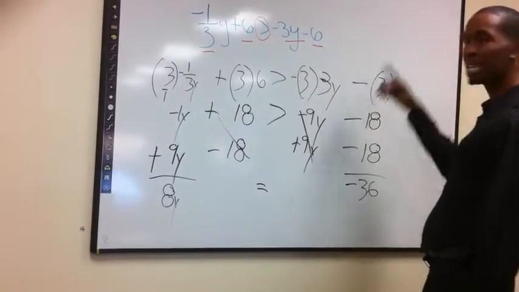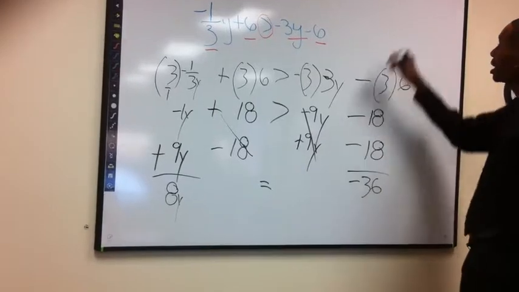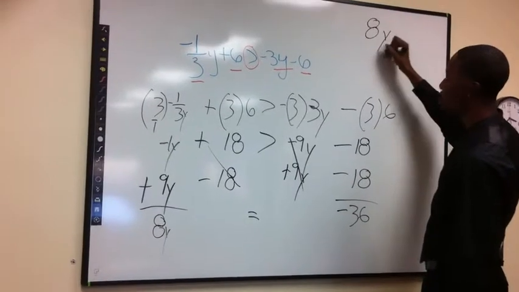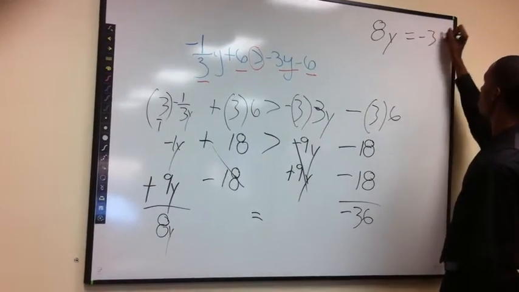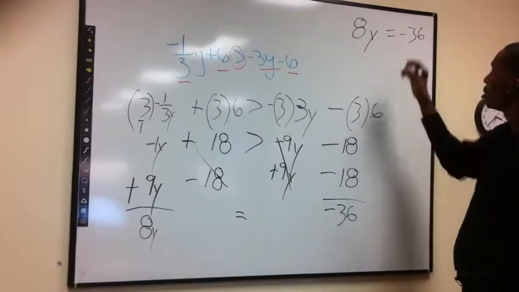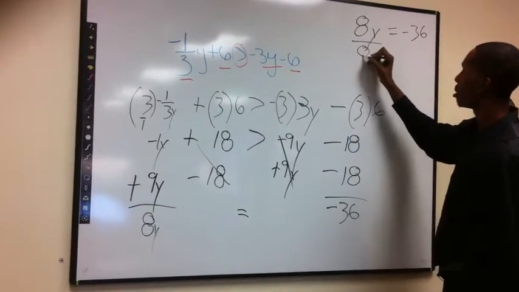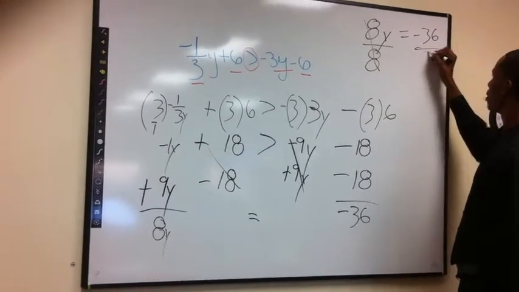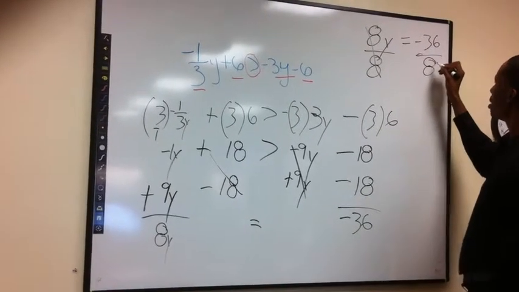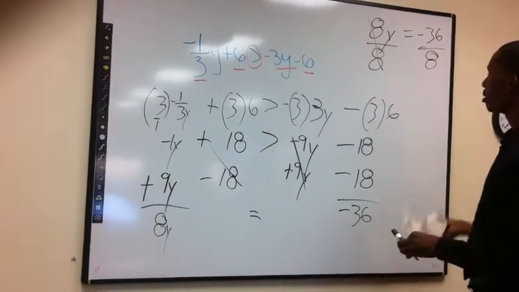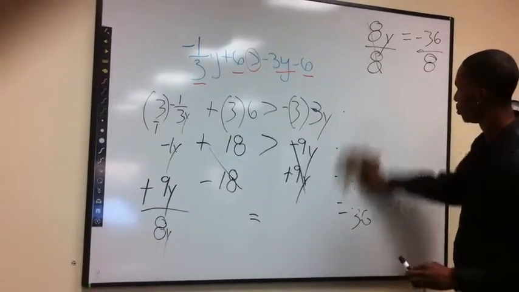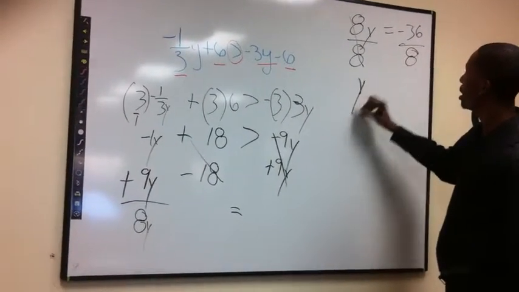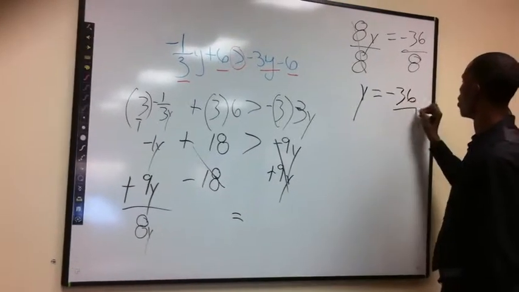Now, to continue this problem, we'll take it up here and show you the final steps. 8y equals negative 36. So, to get y by itself, divide by 8. The 8's cancel out. Divide over here by 8. We have negative 36 over 8. So y equals negative 36 over 8.